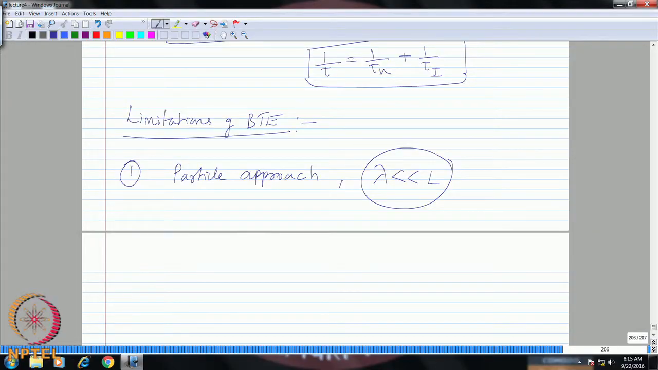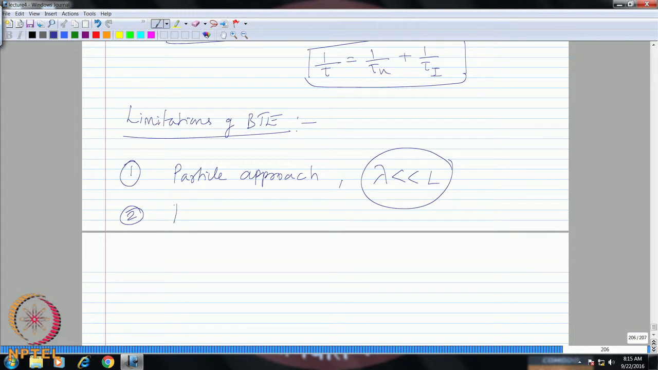Therefore, although we are limiting it to a particle approach, in a wide range of applications the Boltzmann transport equation is still used. That means we are still looking at applications which satisfy this particular condition. The other important thing is what kind of energy carriers, and in what kind of media, we can solve the Boltzmann transport equation.